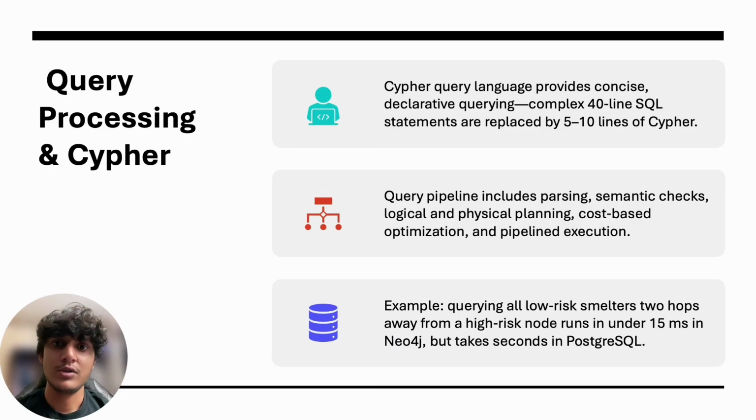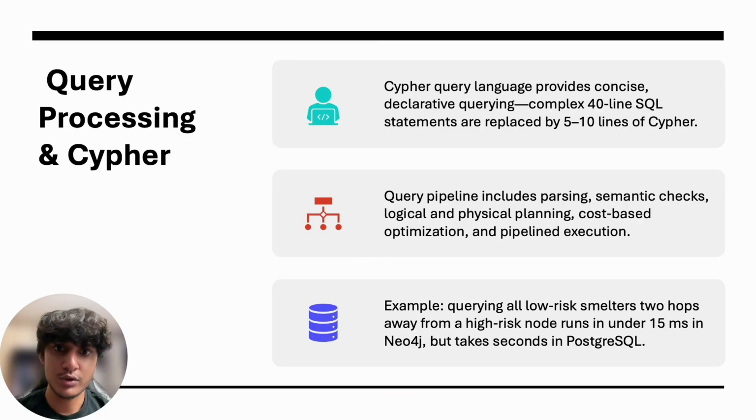Now let's talk about actually querying this database. Neo4j uses Cypher, and honestly, once you get used to it, it's so much cleaner than SQL for graph queries. Let's look at an example: find all low-risk smelters 2 hops away from a high-risk node. In SQL, you need multiple self joins, subqueries, probably temporary tables. You're talking 40 plus lines of code. But in Cypher, 5 to 10 lines is enough, and it's declarative. So you describe what you want, not how to get it.